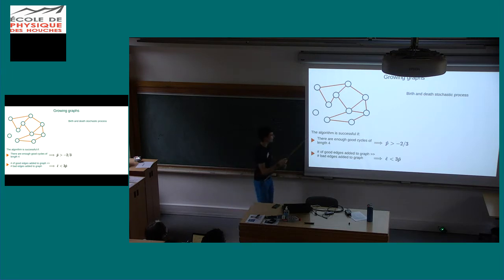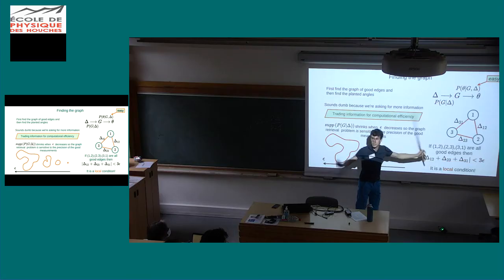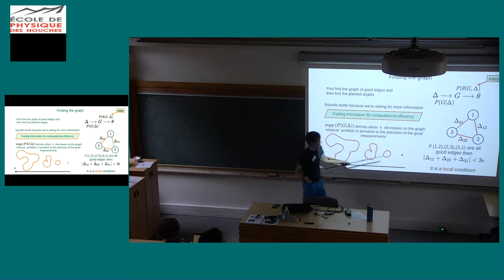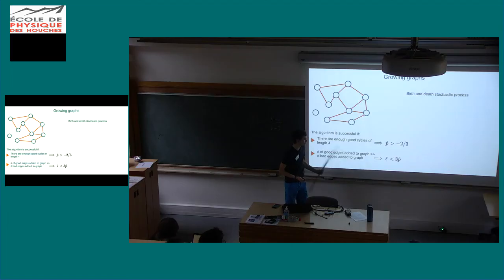Okay? And then, of course, you have to make sure that you are adding only the good edges to the graph and not the bad edges. I mean, it could totally be that this condition is also satisfied by chance by 3 edges that were bad, because the errors sum to 3 epsilon. And to make sure there are not many of these false positives, so false good edges, you instead have to require that epsilon hat is less or equal than 3 p hat.